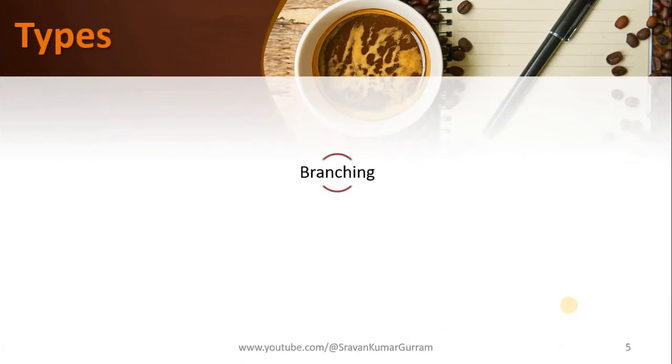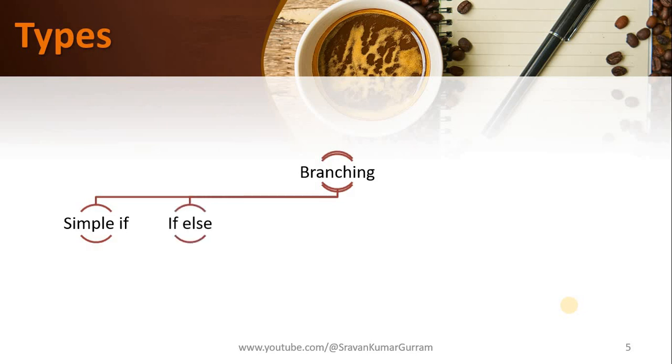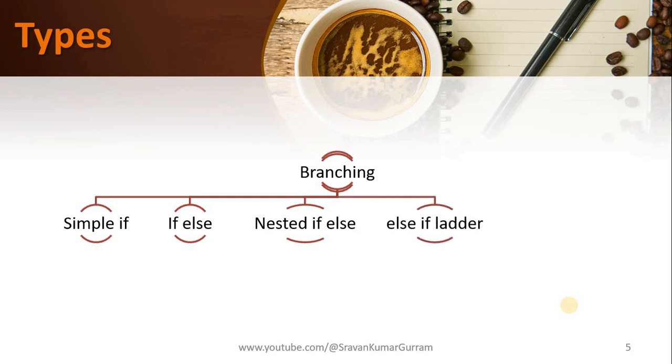In the first category, that is branching statements, or you can say selection statements, the categories we have are simple if statement, if else, nested if else, else if ladder, switch case. Already we covered simple if statement in our last video. In this video we are going to discuss the if else statement in detail.